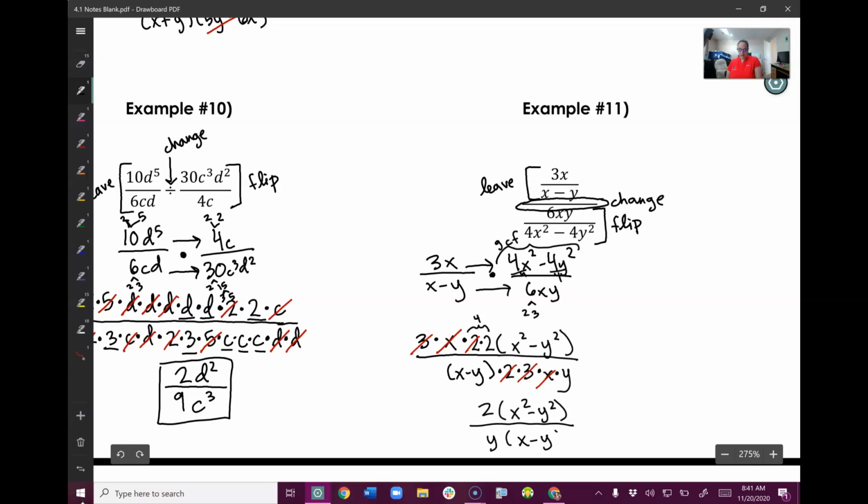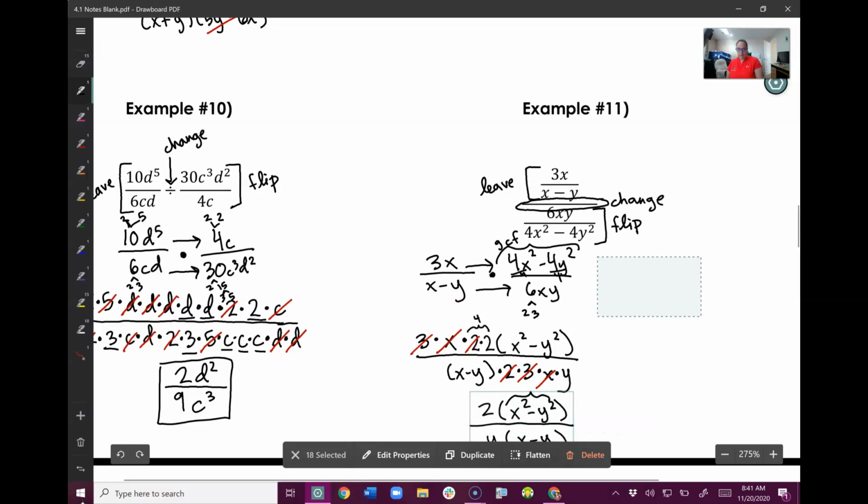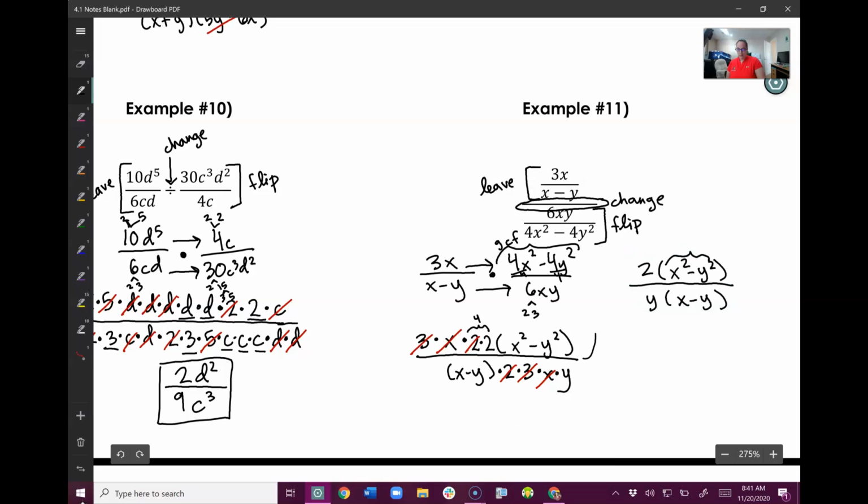an x minus y. Now, I actually wanted to make sure to do this with you because this actually factors. Here, let's do this. Let's move it up so I have some more room to work. There we go. So this right here is going to factor because it is a difference of squares.